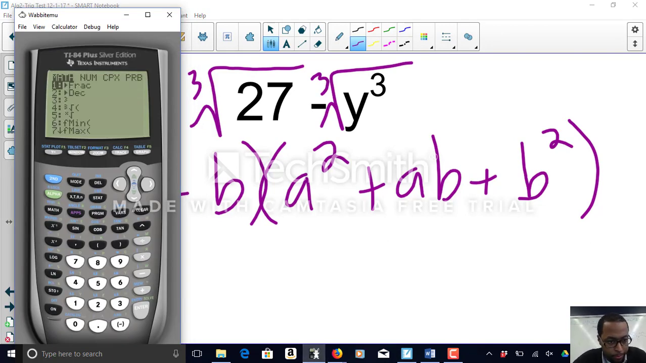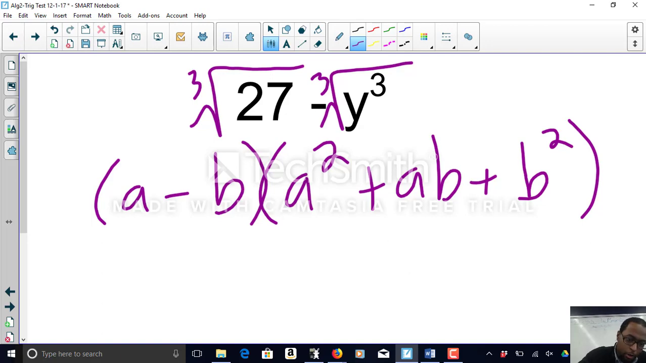I'm going to press math. I'm going to go to the cube root. I'm going to put 27, and I'm going to get my answer, which is 3. So I know my A is going to be 3. I know my B, the cube root of y to the third, is simply y.